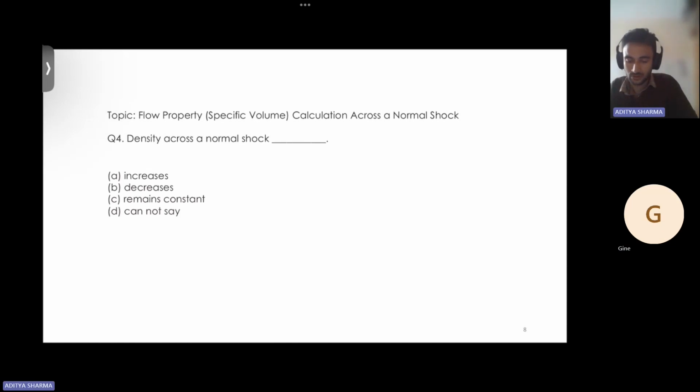Increases. All right. So these are basic things that must be kept in mind. As students of compressible flow, we cannot miss these things wherever we go. We should not fumble on these basic questions. Yes, you are right that density increases across a normal shock. All right.